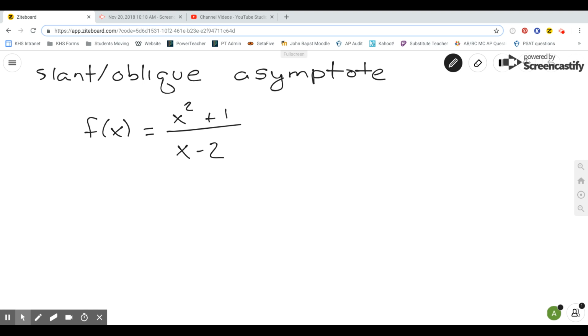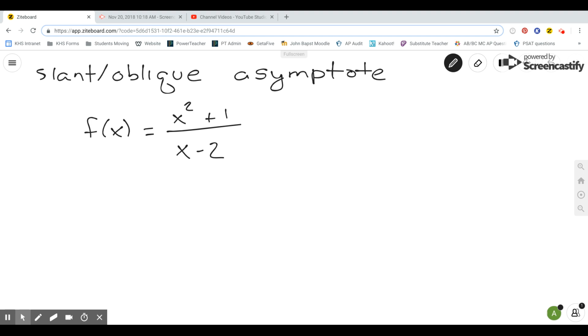So we are going to talk about slant, also known as oblique asymptotes. These are horizontal asymptotes that come from the case when your degree is larger in the numerator. We saw that if the degree was the same in the numerator and the denominator, then you take the leading coefficients. If the degree was larger in the denominator, then the horizontal asymptote is y equals 0. But if your degree is larger in the numerator, then you get stuck.